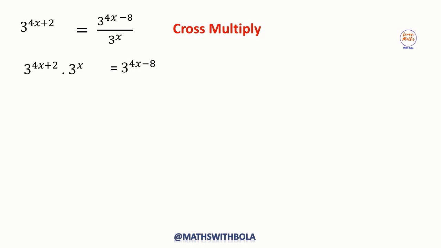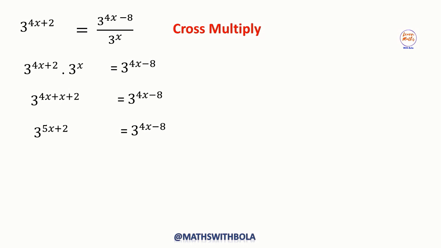So all we have to do is match the powers together using the laws of indices. And the laws of indices will work here. All we have to do is add the powers together. So we have 3 raised to power 4x plus x plus 2. Then you have 3 raised to power 5x plus 2. So it will be equal to 4x minus 8.